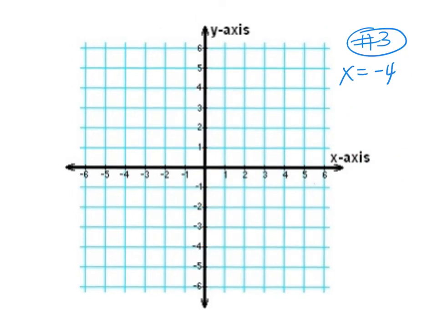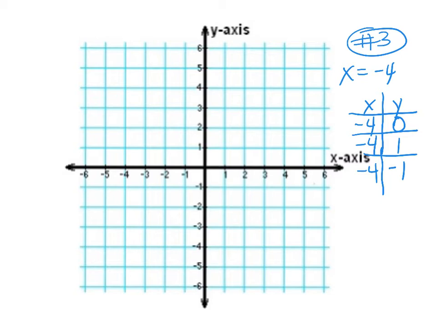Question number 3 says, graph the line x equals negative 4. In order to graph this, I could set up a table of values if I wanted to. X always has to equal negative 4. It doesn't matter what y is, so I'm just going to put in the point 0 for y. I'm going to give another negative 4 for x, and I'll use 1 for y. And then I can use a negative 4, and I can use a negative 1 for y.